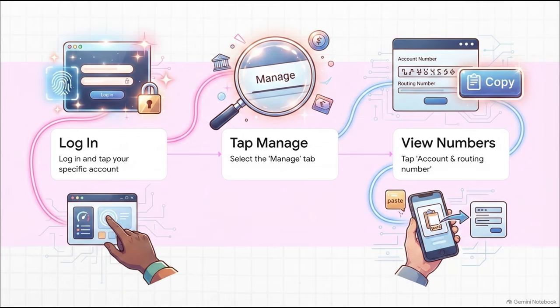Next, tap that Manage tab located on the screen. Finally, just tap Account and Routing Number to view your full details. And you know what makes this such a great user experience? The app gives you a super convenient copy button right there on the screen. You can literally copy your exact routing number to your phone's clipboard and just paste it directly into whatever payment form or direct deposit setup you're working on.